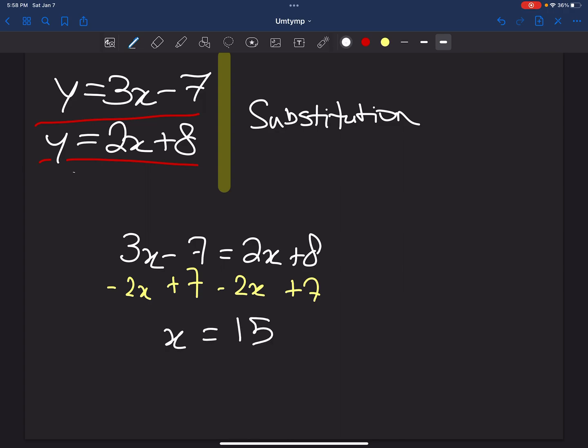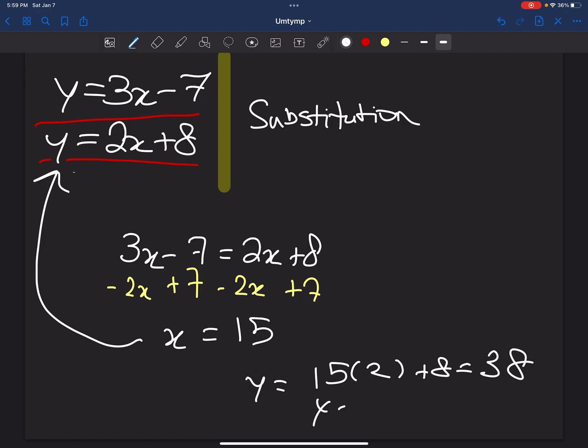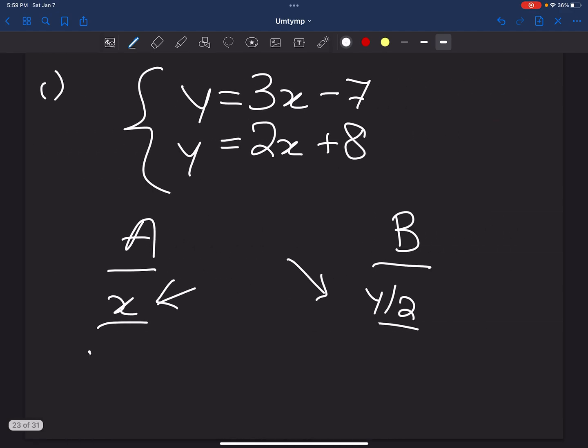So our quantity A is 15, because quantity A is x, and in order to solve for y, we can just plug it into any of these equations. That one as well. I was going to use 2x plus 8. So y is equal to 15 times 2 plus 8, which is 38. So y is equal to 38. And if we go back over here, x is equal to 15, and y over 2 is 38 over 2, which is equal to 19.